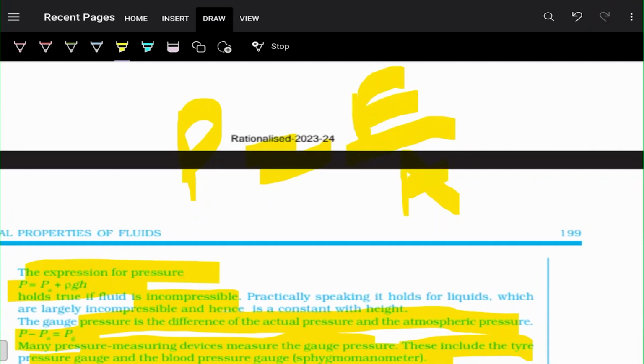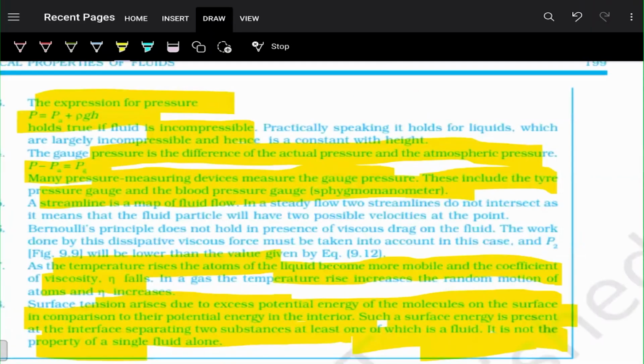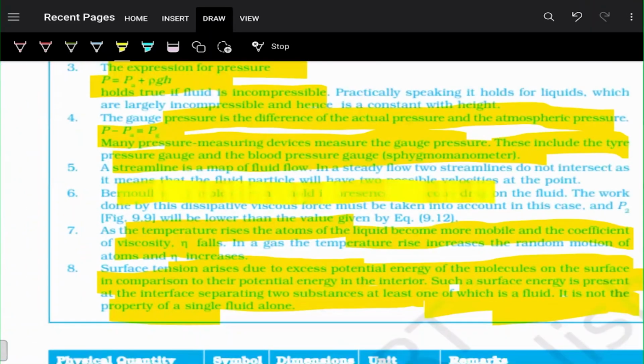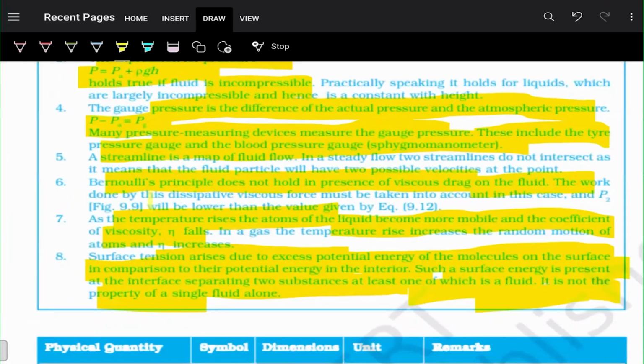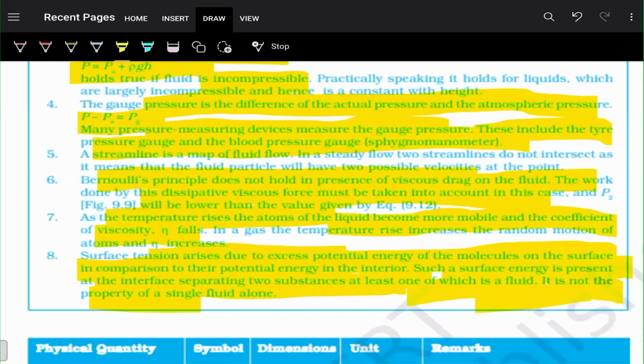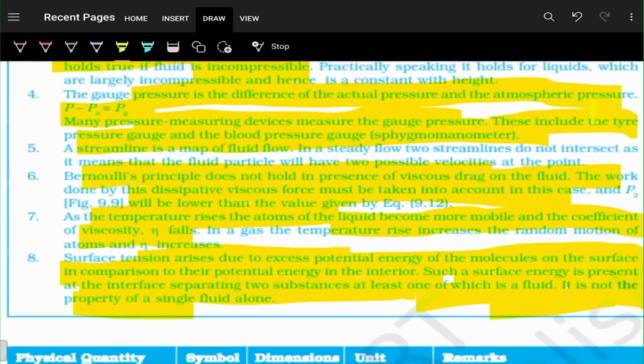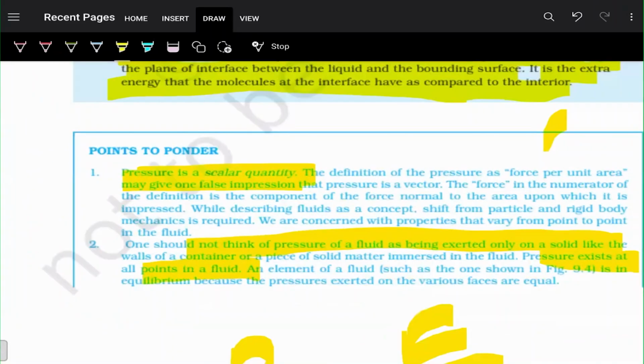Next, Bernoulli's principle does not hold in the presence of viscous drag on the fluid. If there is viscosity, what can't we do? We can't apply Bernoulli's principle. The work done by this dissipative viscous force must be taken into account in this case. Correct? See, if there is viscosity, viscous force, viscous drag, we cannot apply Bernoulli's principle. Okay. Next, see. Yeah, pressure is a scalar quantity. The definition of the pressure is force per unit area. Okay, that is also done.